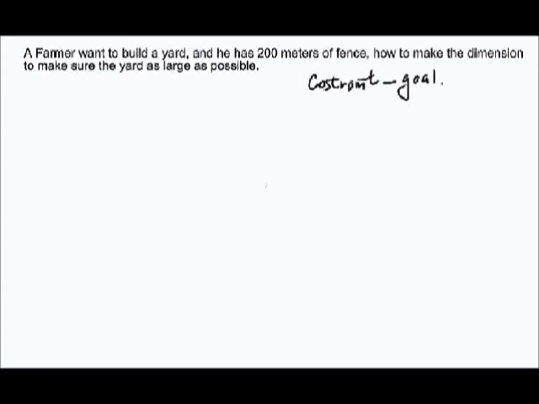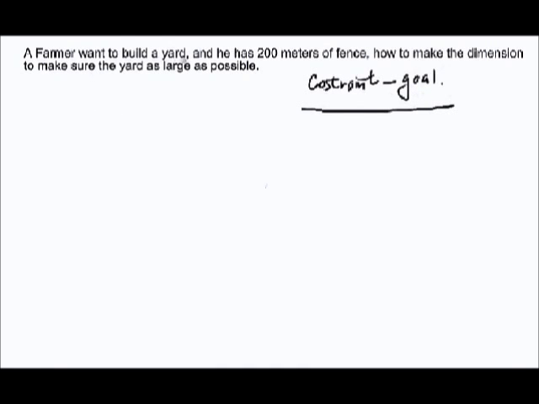So I categorized all the optimization questions into three major types. Today we're going to talk about the first type. We call it the constraint-goal function type. So what does constraint mean? We have something limiting us, and then we try to achieve something. So let's read the question here.